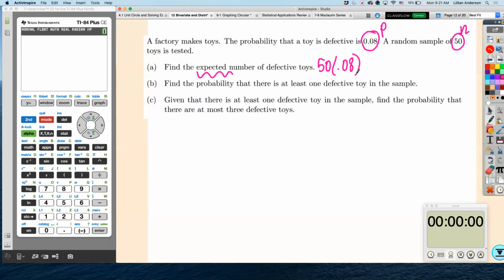So what's 0.08 times 50? 4. It's 4? Yes. Okay. 4 toys.